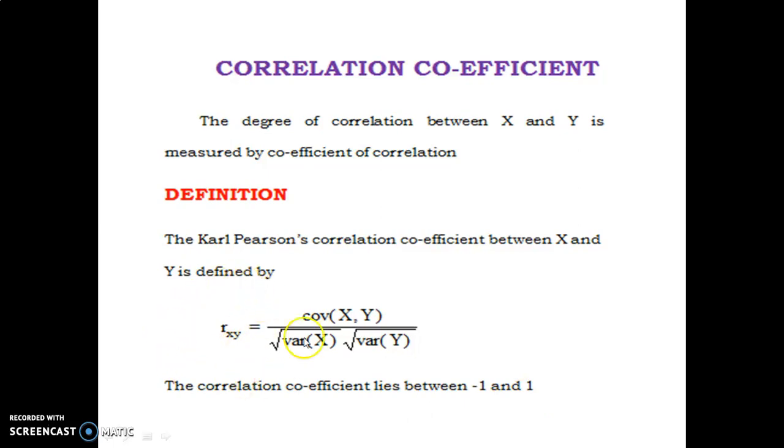Usually, the value of R lies between -1 and +1. If the value of R lies between 0 and 1, then we say that it is positively correlated. If the value of R is between -1 and 0, then we say that the variables x and y are negatively correlated. If the value of R is equal to 0, then there is no correlation between the two variables x and y.